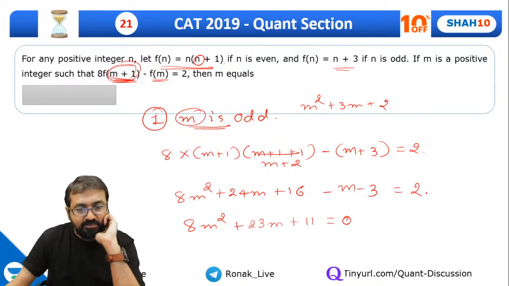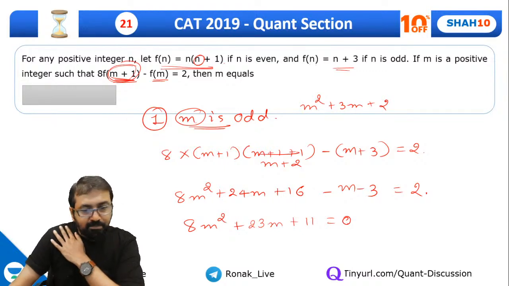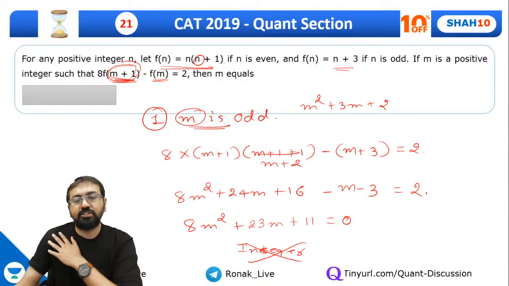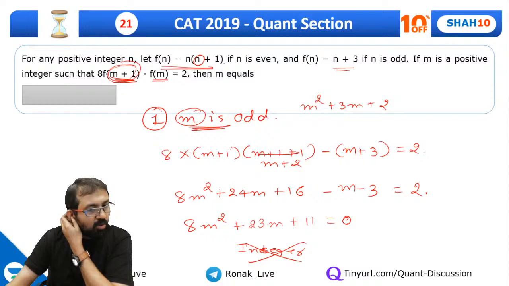Just check the calculation once again. 8m square plus 24m plus 16 minus m plus 3 f of m when m is odd, this should be equal to 2, and m is a positive integer, right? So guys, you will not get an integer value over here. You will not get any integer value. So m can't be odd.